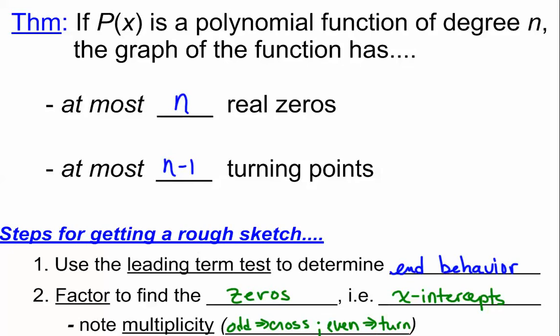In this segment, I'm going to continue talking about polynomial functions and getting some sketches of them. But before we do that, I want to look at one theorem that's also helpful to us.